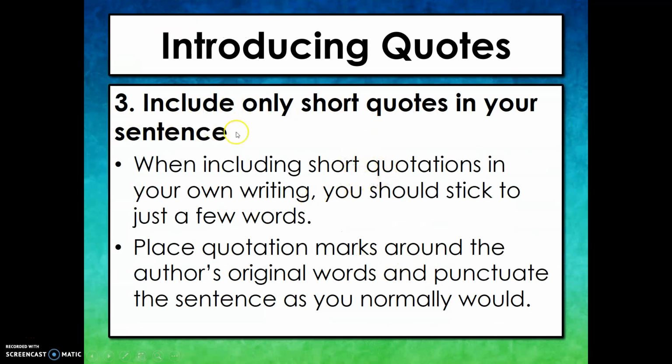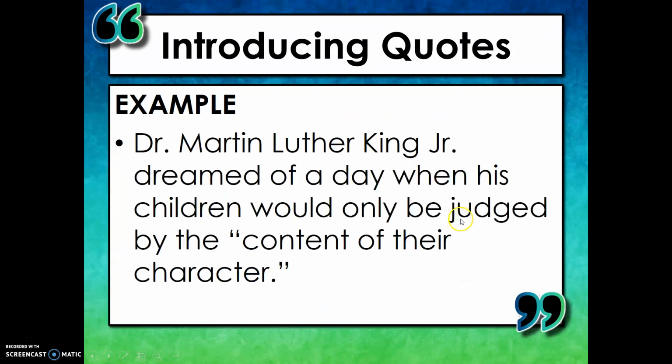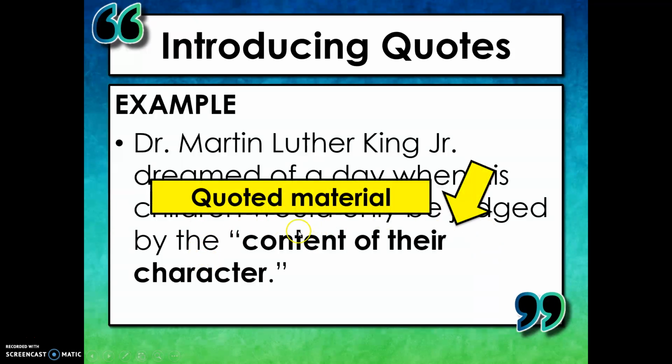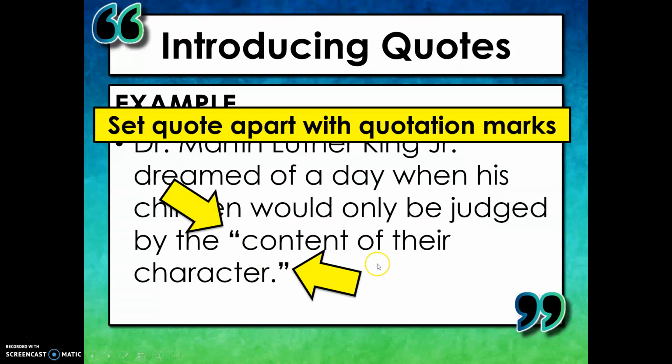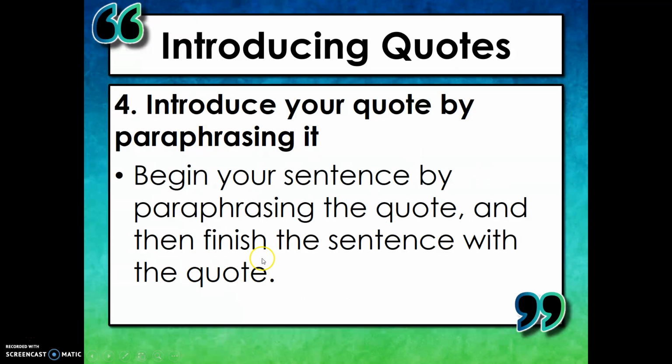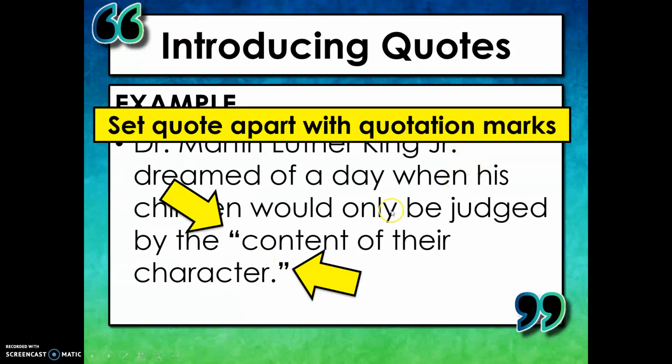Okay, and then if you're going to only use short quotes in your sentence, you should just stick to a few words, but you should still have quotation marks so you can punctuate the sentence as you normally would. So my example would be Dr. Martin Luther King Jr. dreamed of a day when his children would only be judged by the "content of their character." So I only took this little part from the entire quotation. Okay? And so there is a thing that I'm actually quoting, and you can tell because I put quotation marks. Okay? Make sure you add your quotation marks and your period at the end of your sentence.